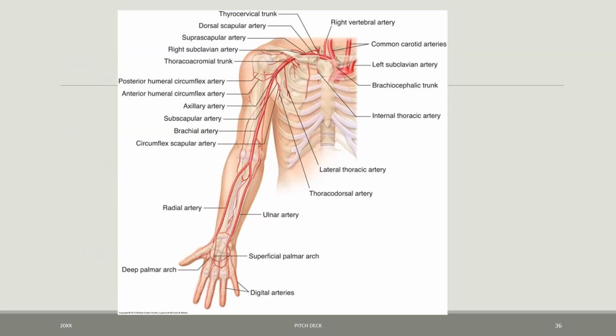And here you see it all together again, so you can see it right off the aortic arch, all the way subclavian, axillary, brachial. Then we have our radial and ulnar. Then we have our palmar and digital.